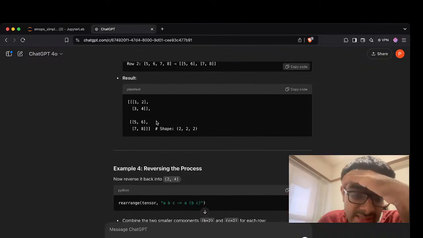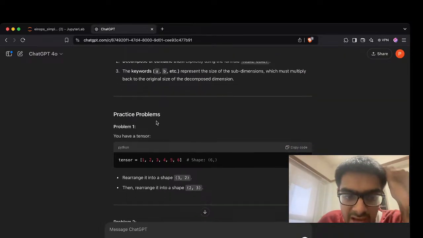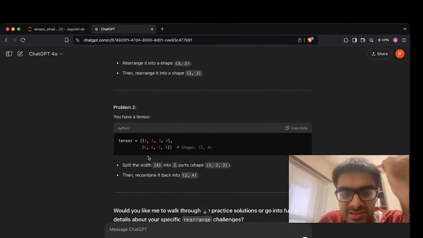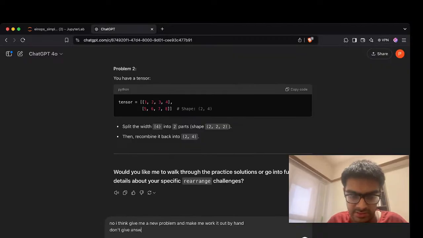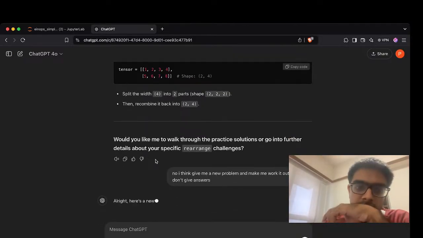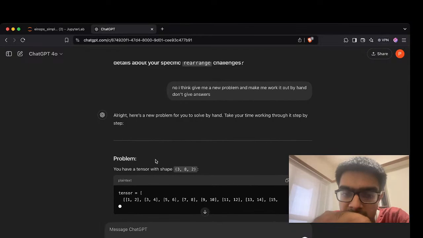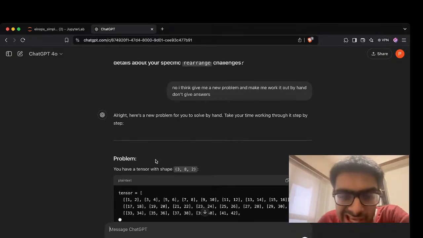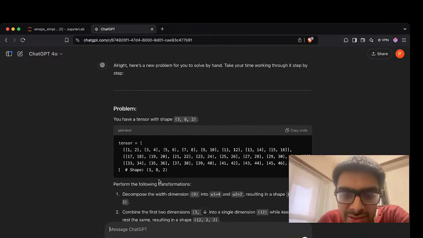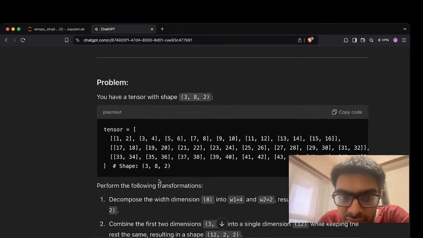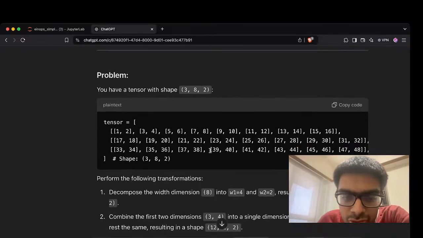Reversing the process. Okay. You have a tensor. I think this is giving me the same problems. No, I think give me a new problem and make me work it out by hand. Don't give answers. You have this tensor with shape 3, 8, 2. Decompose it into W1 equals 4, the width, and W2 equals 2.